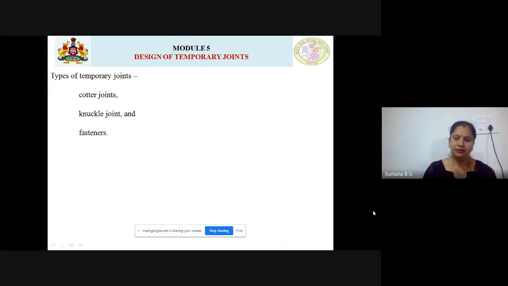This presentation is with respect to temporary joints. In the previous presentation on temporary joints, we have seen what a temporary joint is. So here in this presentation, we'll be learning about design of knuckle joint, which is also a type of temporary joint.